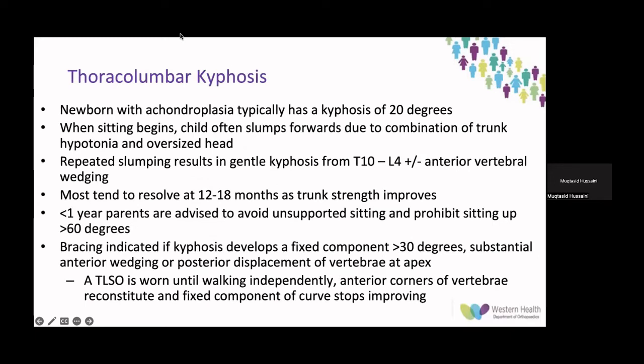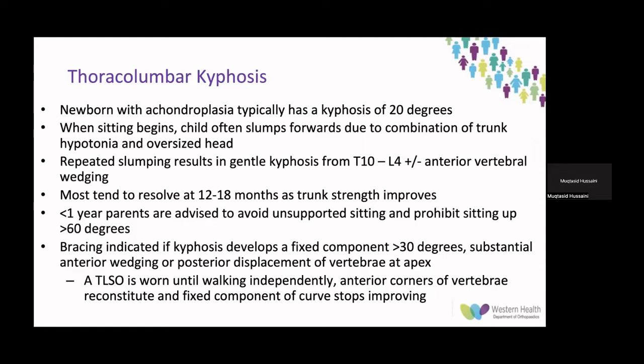Thoracolumbar kyphosis. Newborns with achondroplasia typically have a kyphosis of 20 degrees. When sitting begins, the child often slumps forward due to a combination of factors such as trunk hypotonia and an oversized head and chest. Repeated slumping then results in a gentle kyphosis from T10 to L4 with or without anterior vertebral wedging. Most of these tend to resolve at 12 to 18 months as trunk strength improves. To help try and prevent the kyphosis, for children under one year, parents are advised to avoid unsupported sitting and to prohibit sitting up more than 60 degrees.